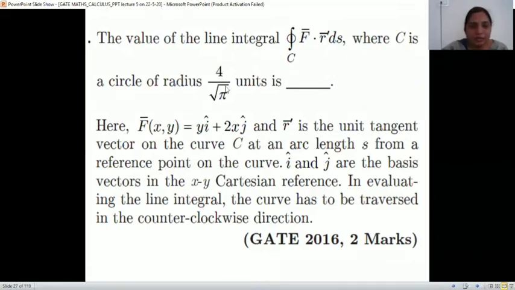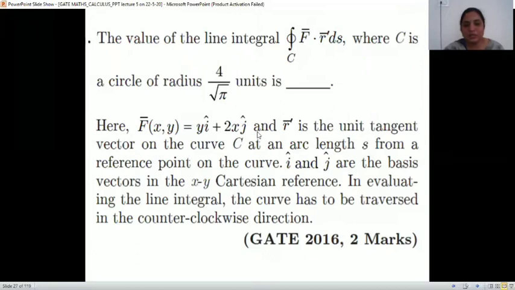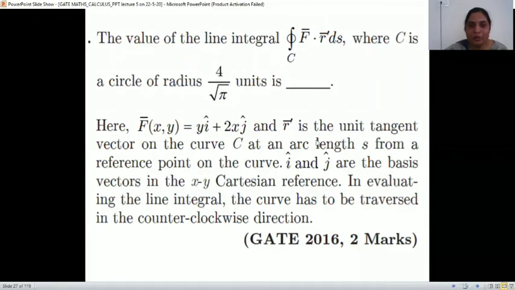Here f bar is given to you: f bar is yi bar plus 2x j bar, and r bar is the unit tangent vector on the curve C at an arc length s from a reference point on the curve. i bar and j bar are the basis vectors in the xy Cartesian reference. In evaluating the line integral, the curve has to be traversed in the counterclockwise direction. You are asked to find the value of the line integral of f bar dot r bar ds, or f bar dot dr bar, and we don't have the actual limits of the integration here.